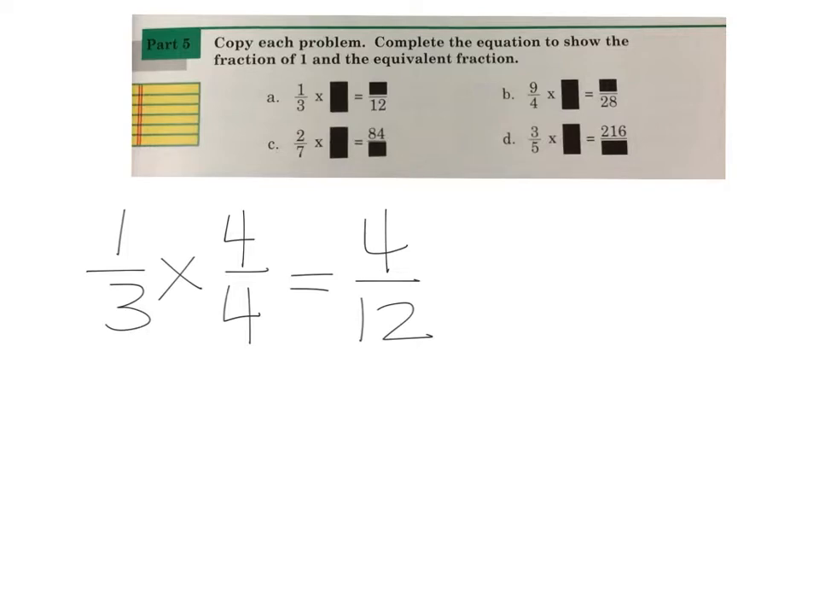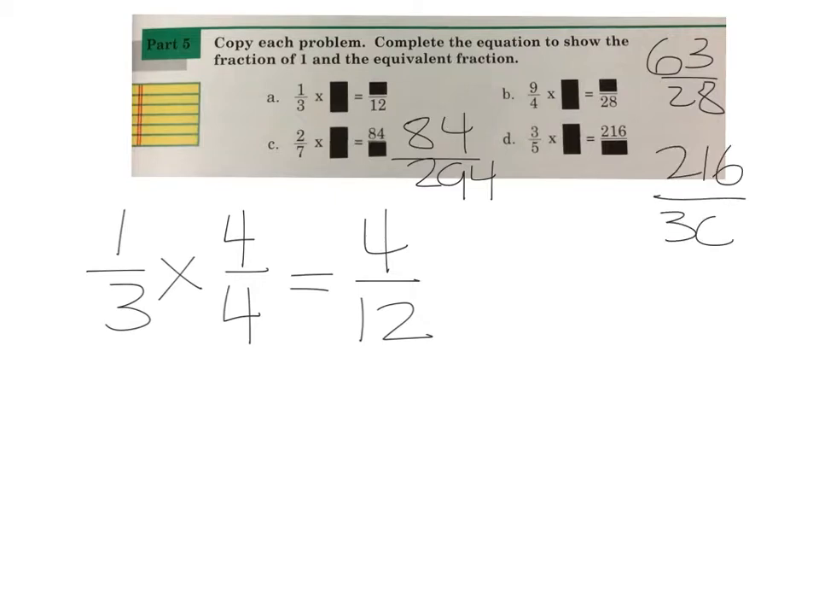So for B, this fraction here should be 63/28. So if you didn't get 63/28, go back and rework your problem until it matches, and you're going to have to figure out what the box here in the middle is equal to. For C, the number that you should have here is 84 over 294. Okay? And then for D, the fraction that you should have is 216 over 360.